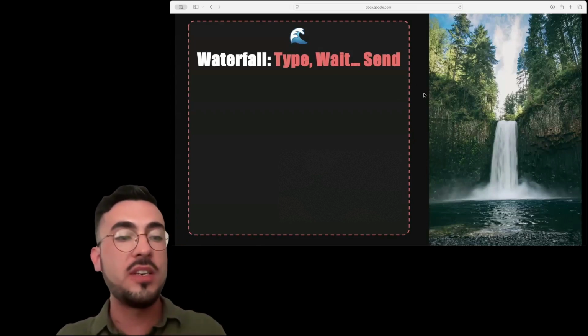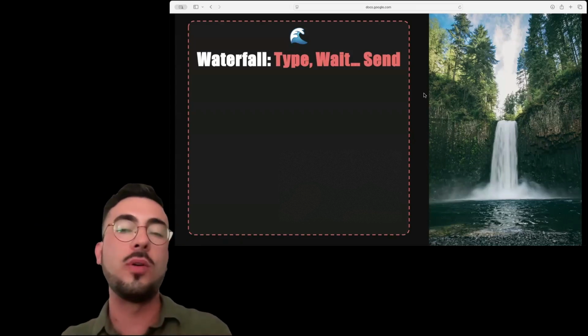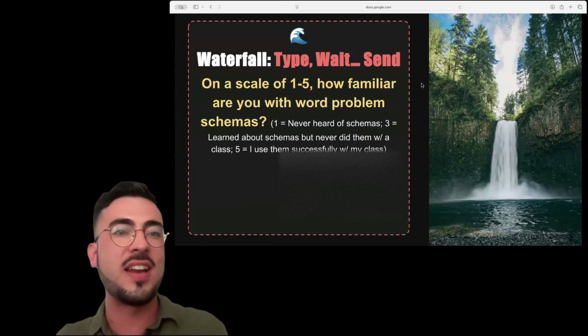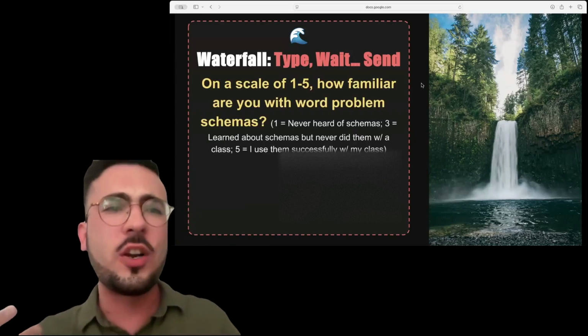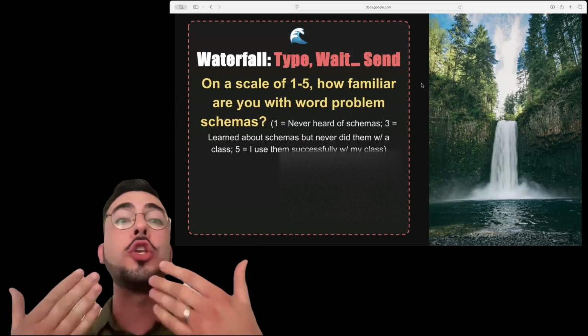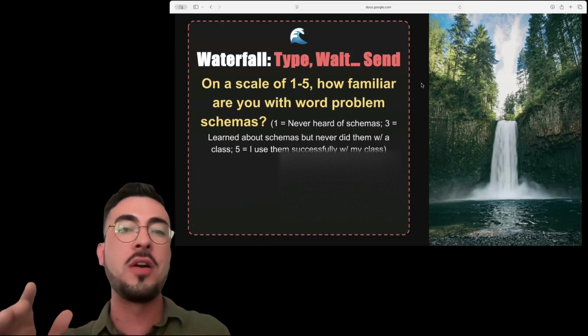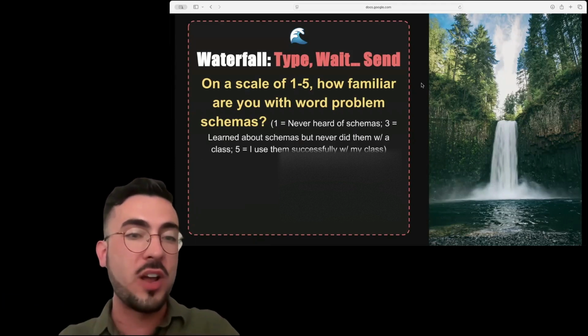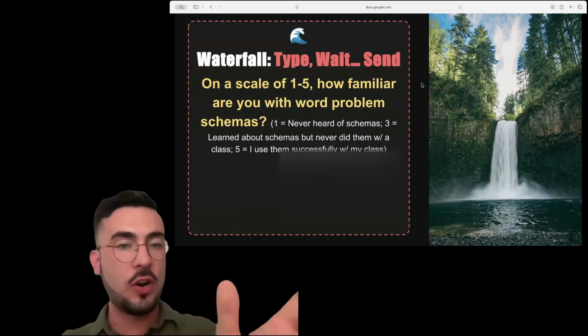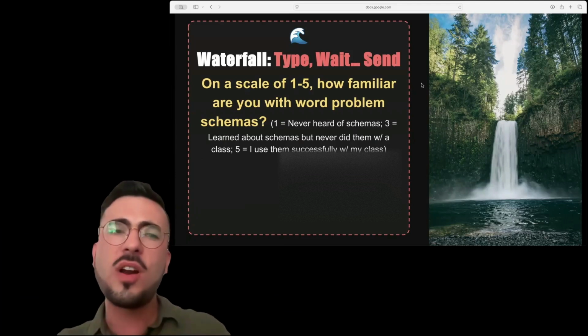I know folks have probably done this on Zoom before. You're going to type your answer, you're going to wait. And then when I say go, we will send all the answers at the same time and create a nice little waterfall. And I just want to get a quick gauge of, on a scale of 1 to 5, how familiar are you with word problem schemas? So you can just type in your number and then wait for a moment before we all hit send. 1, you've never heard of schemas. 5, I use them successfully with my class, or somewhere in between.